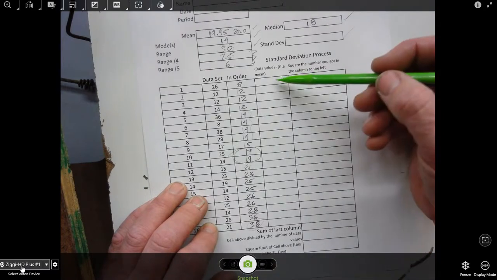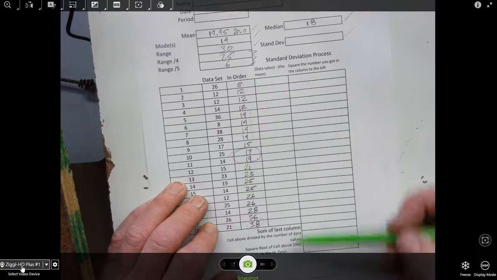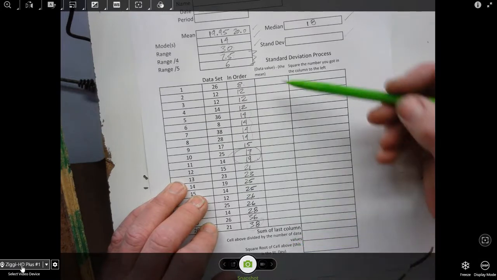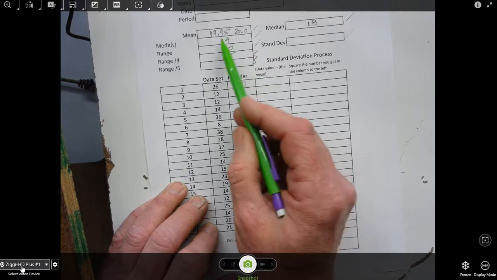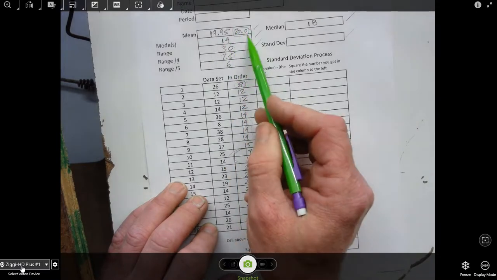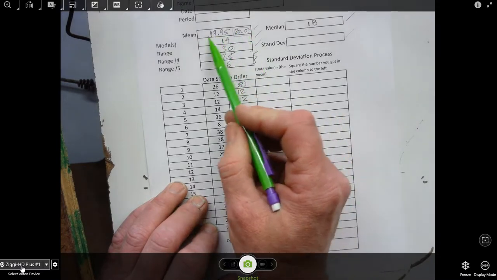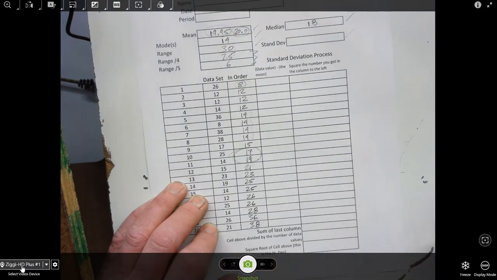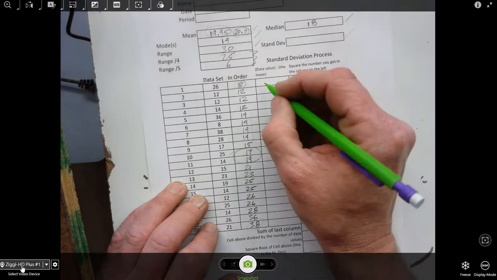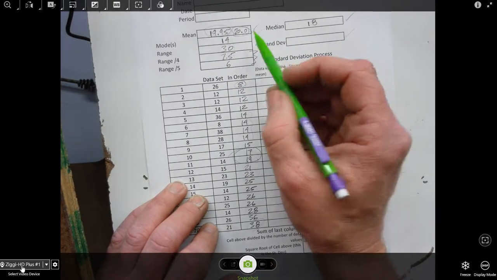Then goes the process for the standard deviation, where we take this number and subtract the mean from it. Actually, you know what? Let's give it a shot. I think I can just use this.